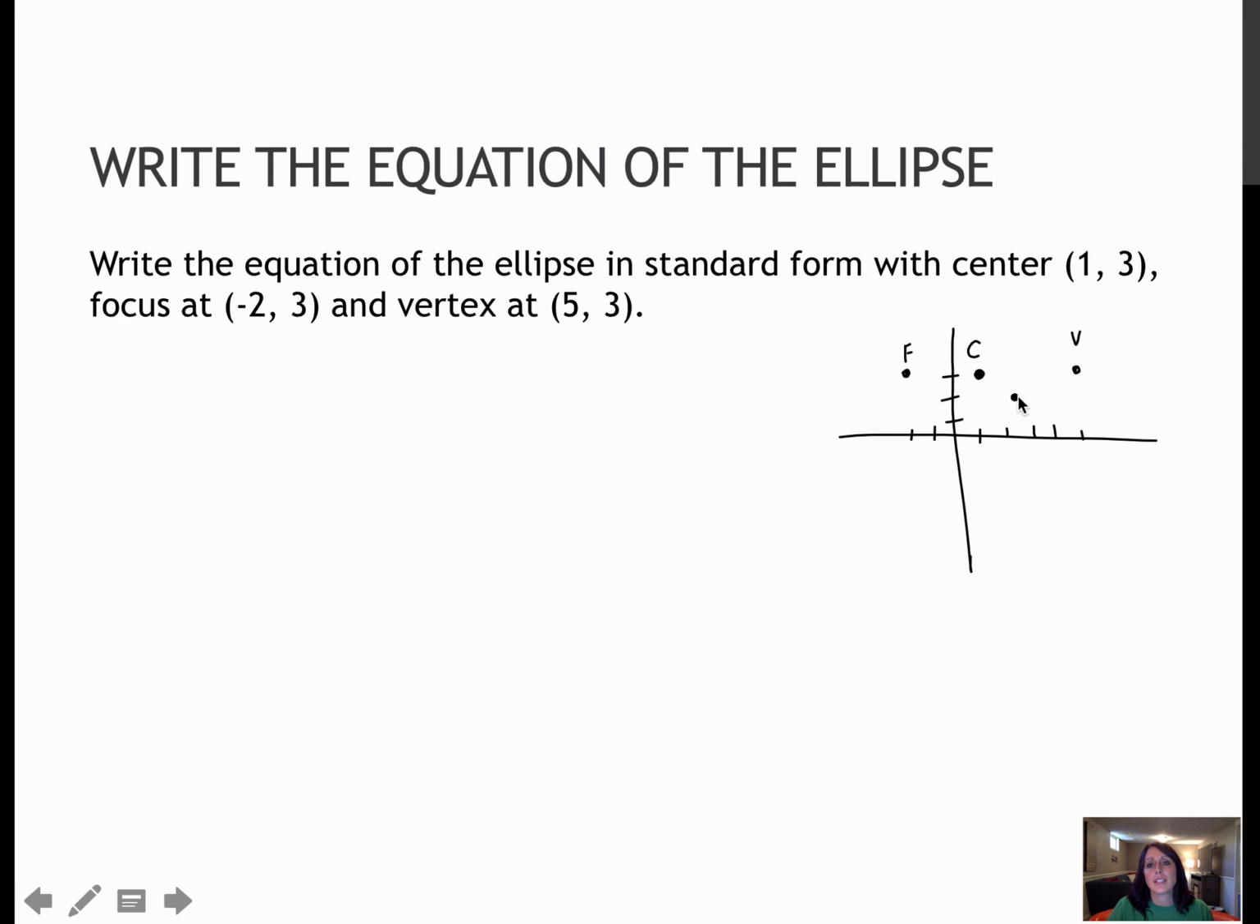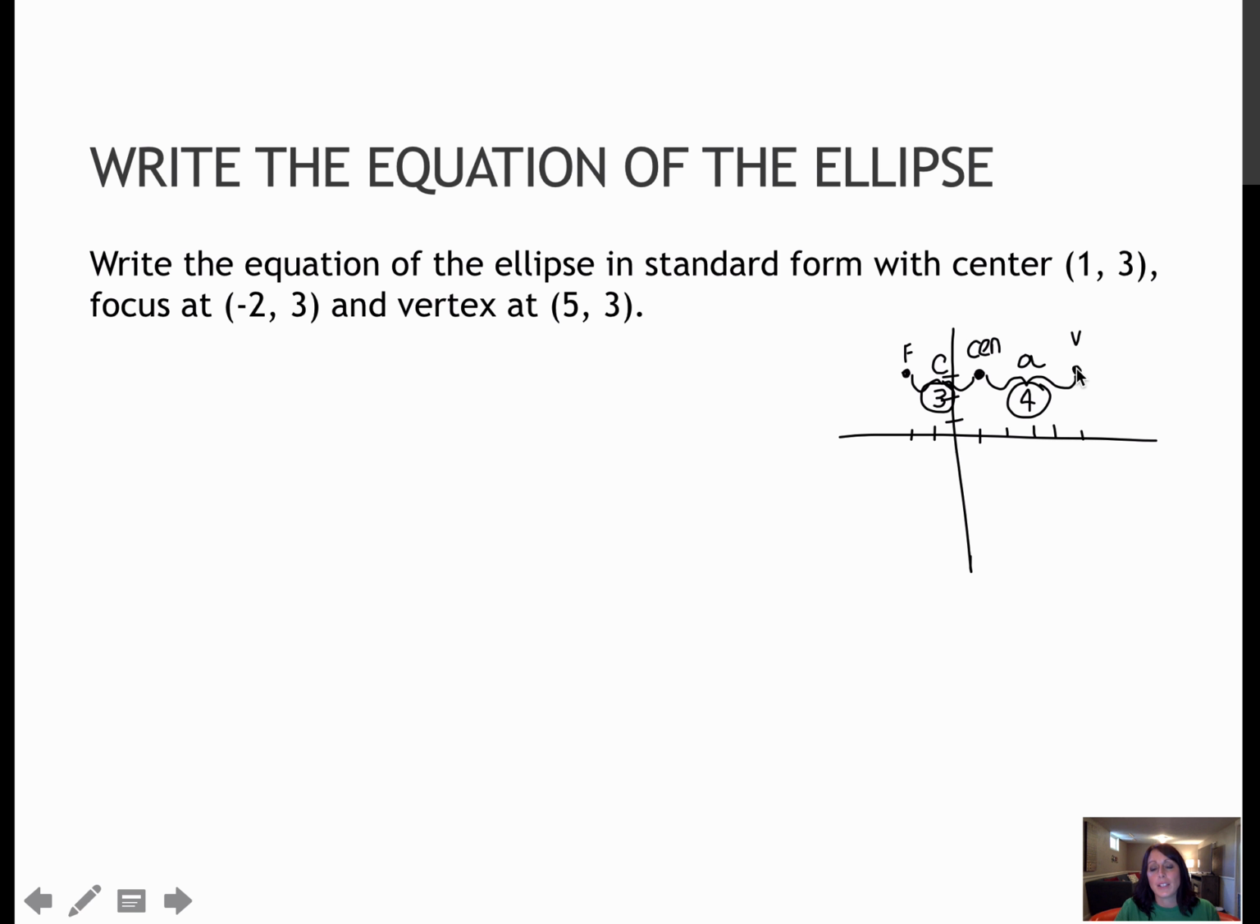So I know that if this is the center and this is a vertex, that the distance between those two is my a value. So my a value must be 4. Again, I could also find that algebraically by taking the 5 minus the 1 and seeing that the difference is 4. So I know that that must be my a value. My c value is the distance between the center and the focus. So this is my c. Again, I can just subtract to find that. So the difference between 1 and -2 is 3 units. So we're going to use the fact that a is 4 and c is 3 to write my equation in standard form.